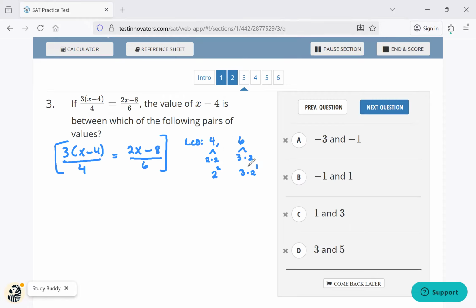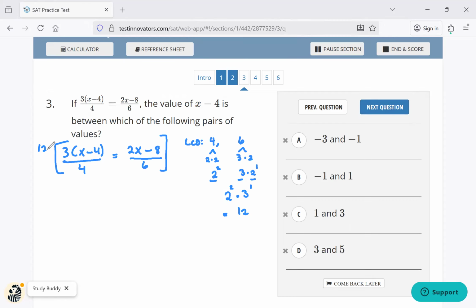So what would be my LCD? Look at our bases. We have a base of 2 and a base of 2. If you have a repeating base, pick the one with the highest power, so it's going to be 2 squared. And then you have a base of 3 that's not repeating anywhere, so bring that down. When you put it all together, 2 squared is 4, times 3 is 12.